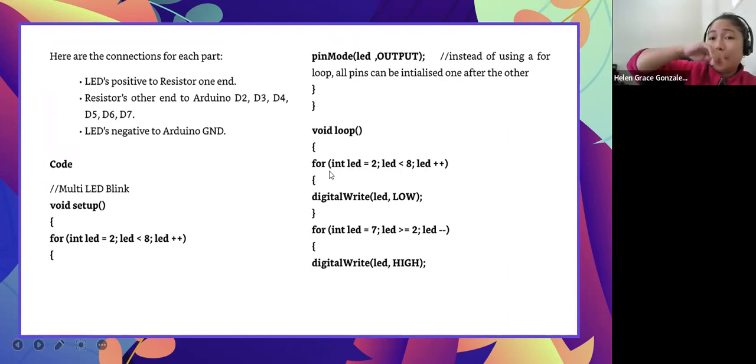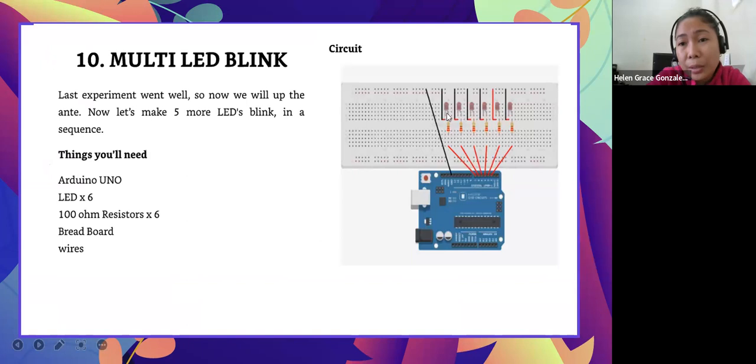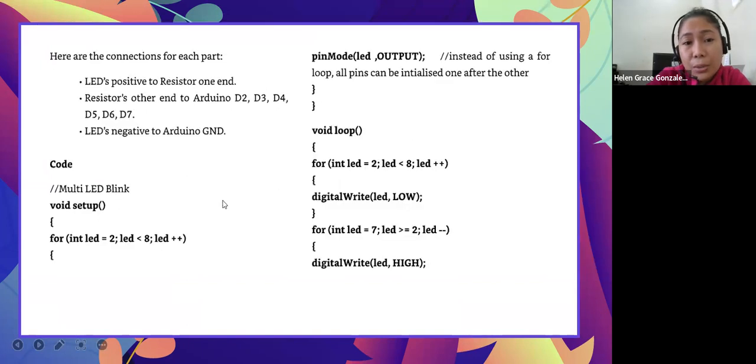Repeat again and again. So for the syntax, you use for, open parenthesis, then write the conditions inside. So, int led, the variable name is led. The LED has pin numbers 2 to 8. It's multi, so 2, 3, 4, 5, 6, 7. Note that it is less than 8, not equal to 8. From 2 to less than 8, which is 7.